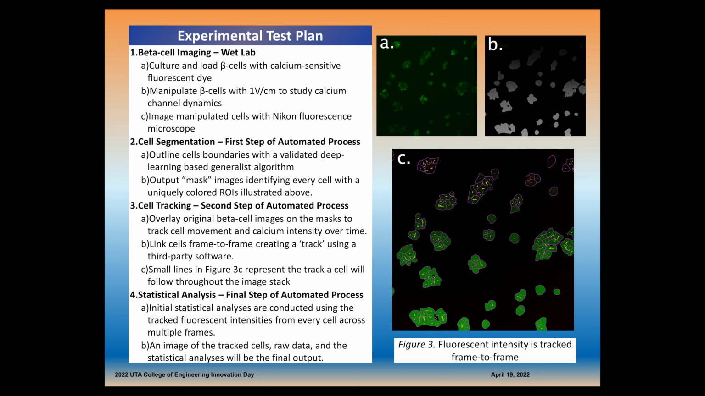Segmentation is performed by a validated, generalist, deep learning algorithm that will output 8-bit mask images seen in Figure 3b. Then, cells are linked across frames using a scripted third-party software. The original images are merged with the mask images that the tracking script will use to identify the cells and subsequently analyze intensities for every cell track. This step will output the raw data, which includes cell coordinates and the intensity of each cell from each frame, and an image showing the tracks as small lines overlaying the input image seen in Figure 3c.